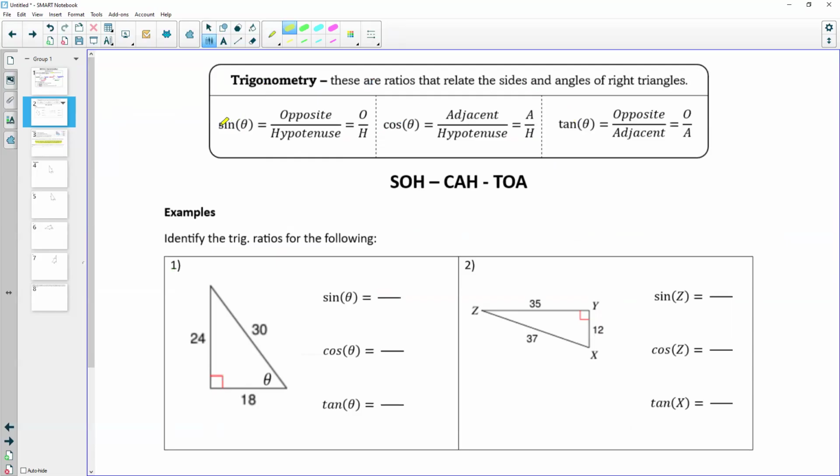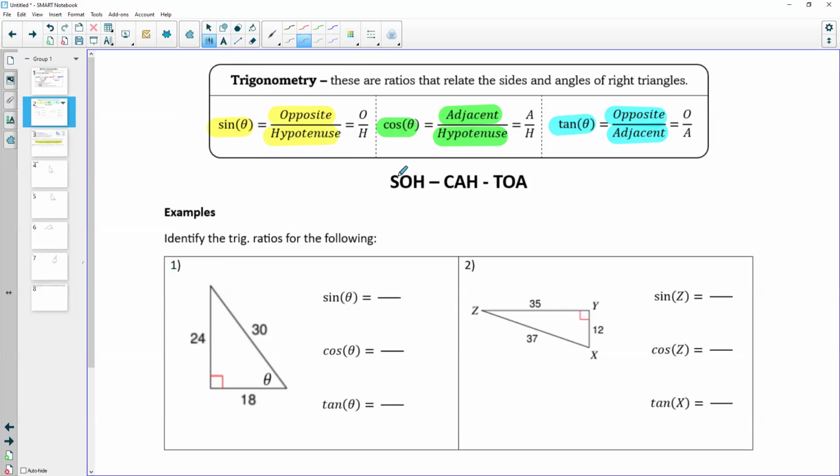The first one that we look at here is known as sine. So sine of theta is going to be set up as opposite over hypotenuse. Cosine of theta is going to be set up as adjacent over hypotenuse. And then lastly, tangent of theta is going to be set up as opposite over adjacent. So these three trig ratios, trig is short for trigonometry, these three trigonometric ratios allow us to set up ratios to find missing sides and missing angles of right triangles.